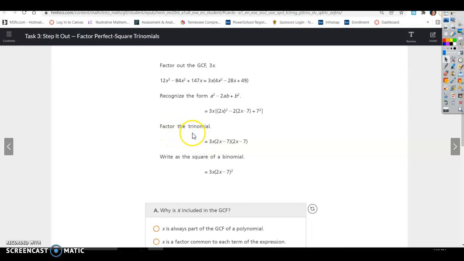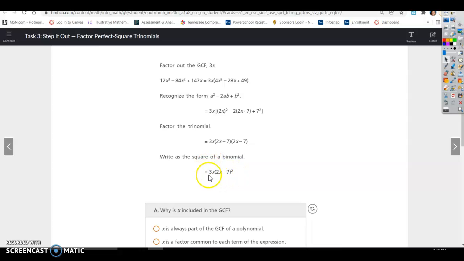All right, so factor the trinomial. We can go from 4x squared minus 28x plus 49 to 2x minus 7 times 2x minus 7. Again, the negative in the middle tells us that this binomial is negative. And when we have the same binomial twice, we can rewrite it as a binomial squared.